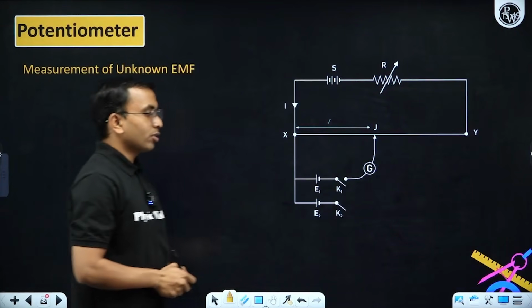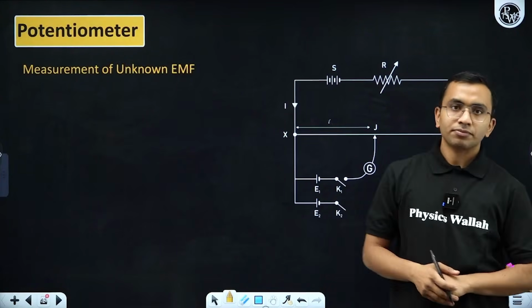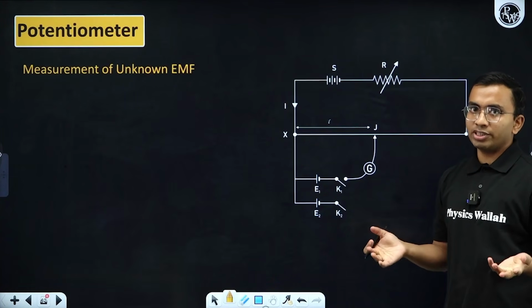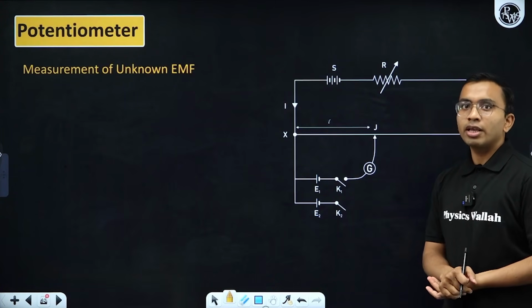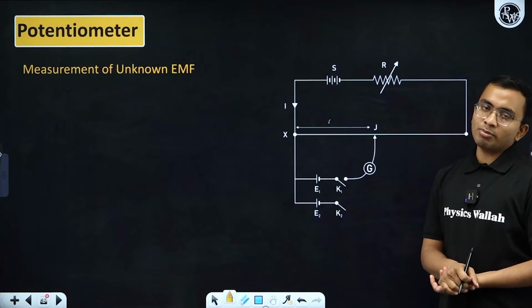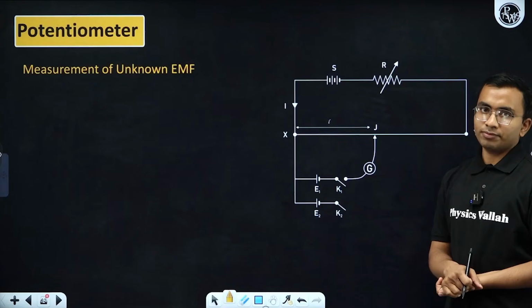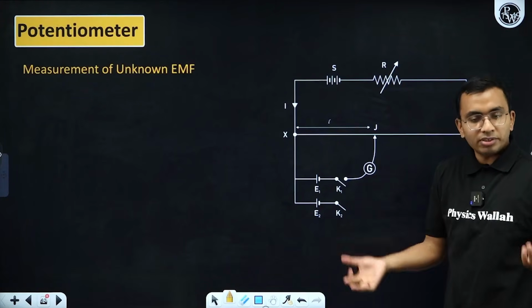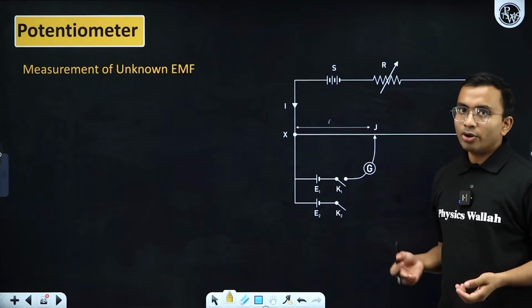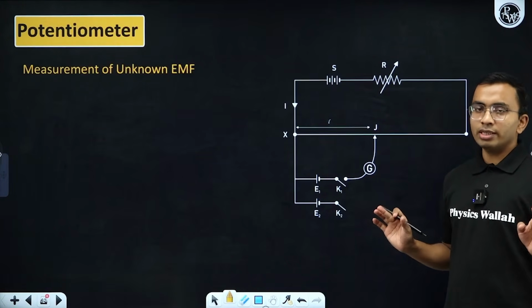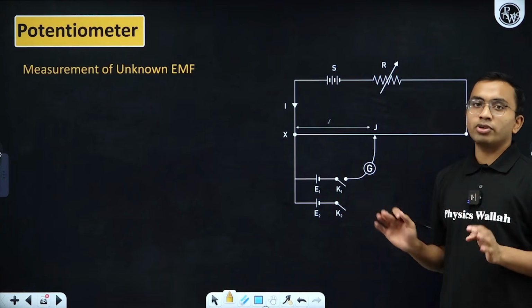Now we are going to talk about the potentiometer. In a potentiometer we have two types of configurations, or basically two types of circuits. One is used for measuring unknown EMF, another is used to measure the internal resistance of the cell. If a cell is there, it certainly has some internal resistance. So the first circuit will help you know the EMF of the cell, and the second circuit will help you know the internal resistance of the cell.